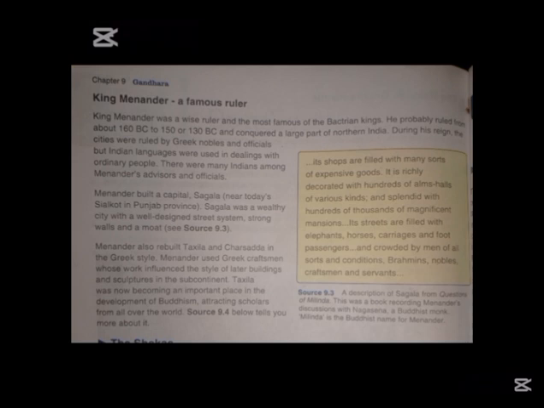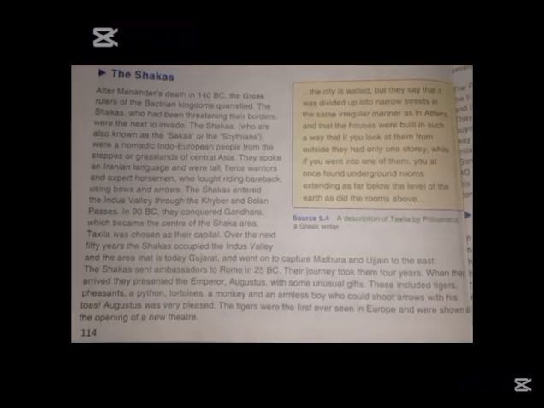Source 9.4 below tells you more about it. So we will also study source 9.4 in a further slide. So, students, the next group who invaded Gandhara civilization after the Bactrian Greeks was the Shakas. After Menander's death in 140 BC, the Greek rulers of the Bactrian kingdoms quarreled. The Shakas, who had been threatening their borders, were the next to invade. So they just got a chance to rule over this civilization.